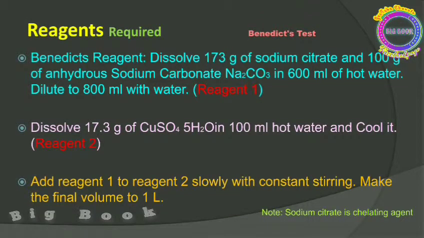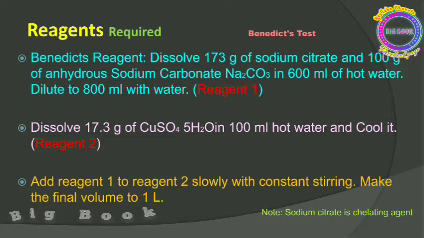Now, followed by all these reagents, we will discuss a little procedure on Benedict's test. Before the procedure, we will speak about the reagents required. Benedict's reagent: dissolve 173 grams of sodium citrate and 100 grams of anhydrous sodium carbonate in 600 ml of hot water. Dilute to 800 ml with water. So this will be the reagent 1. And again dissolve 17.3 grams of copper sulfate pentahydrate in 100 ml hot water and cool it.